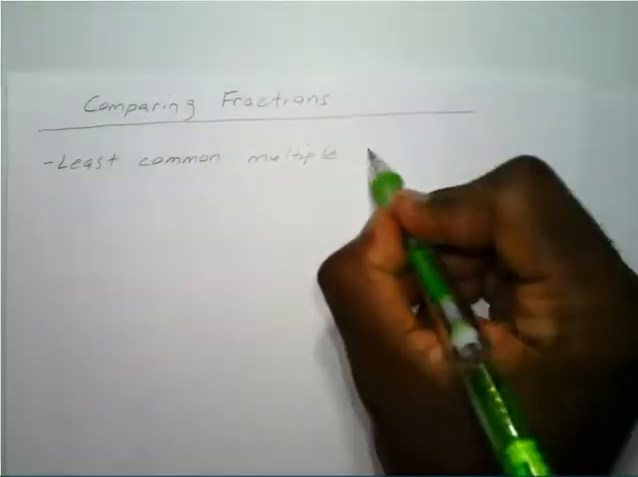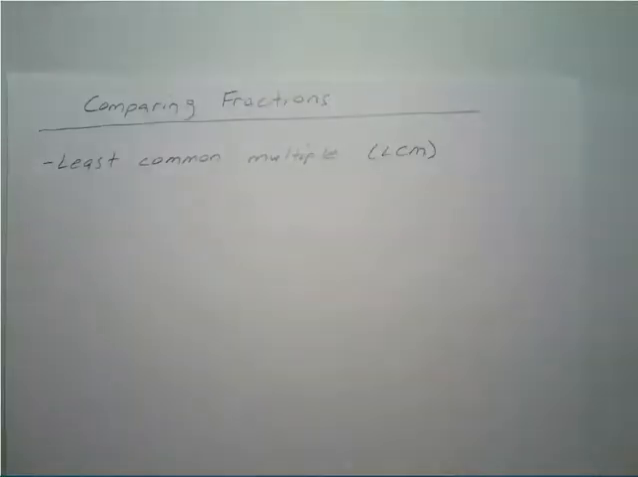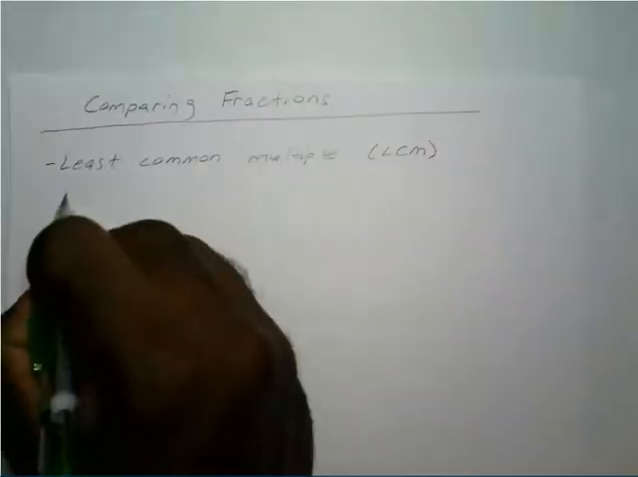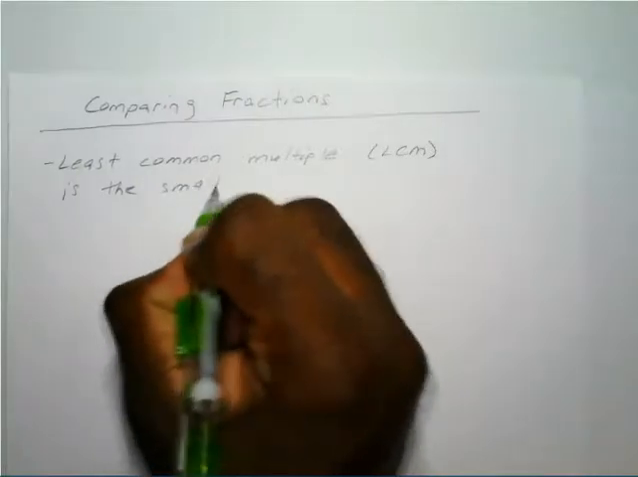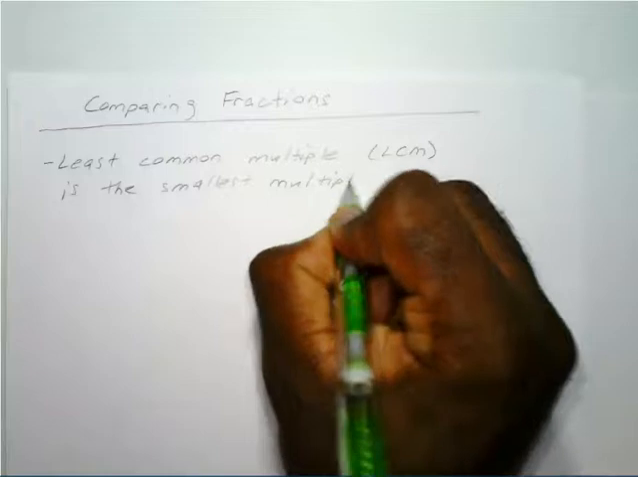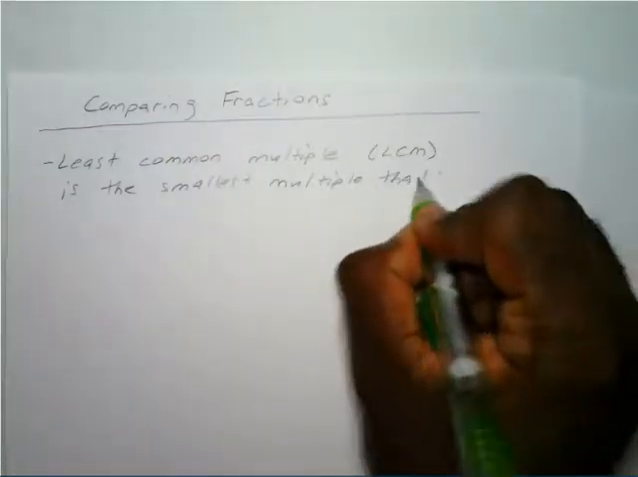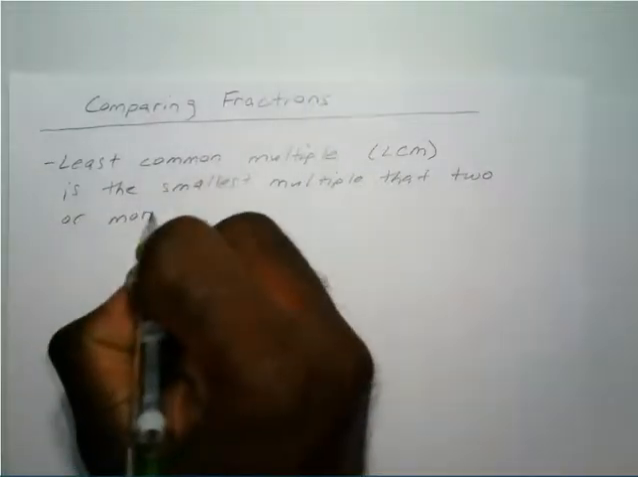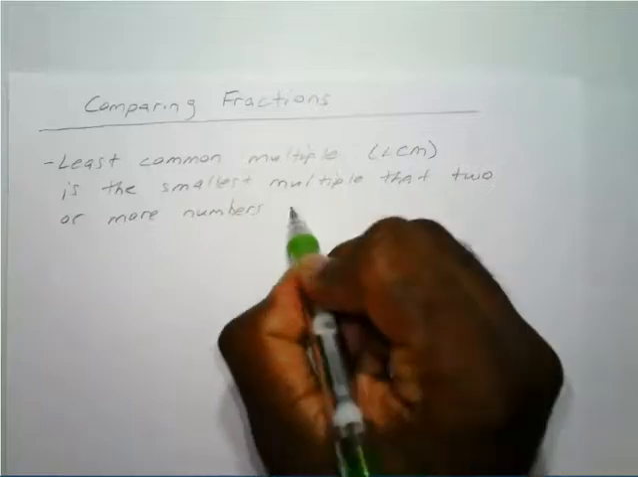Okay, the least common multiple, you'll usually see that as LCM. Okay, and the least common multiple is the smallest multiple that two or more numbers have in common.